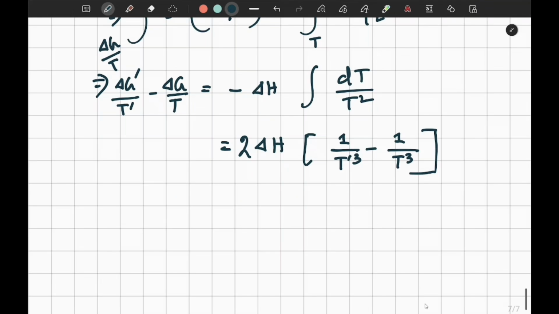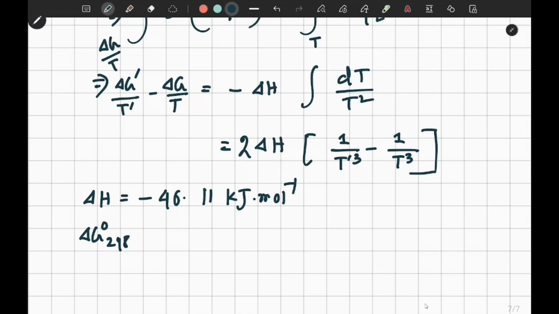So delta H is constant. Delta H is known to us, so what do we have now in the question? Delta H is given as minus 46.11 kilojoule per mole. And delta G at 298 Kelvin is given. Everything is for a particular pressure, that is 1 atm, at constant pressure. If it is 1 atm, then we have to put a naught everywhere, so we can ignore that right now.